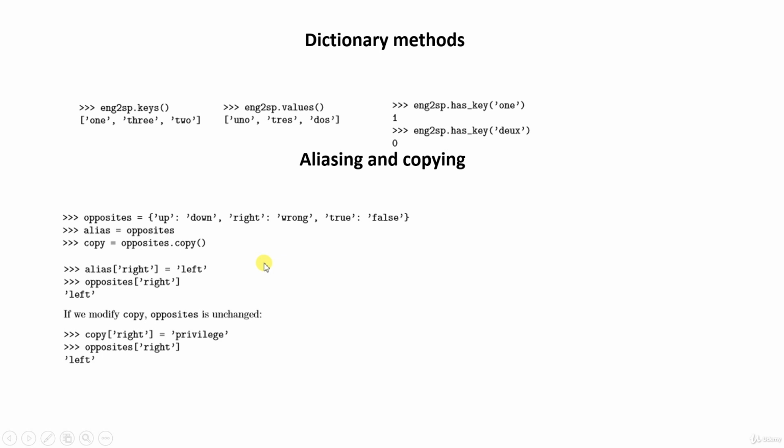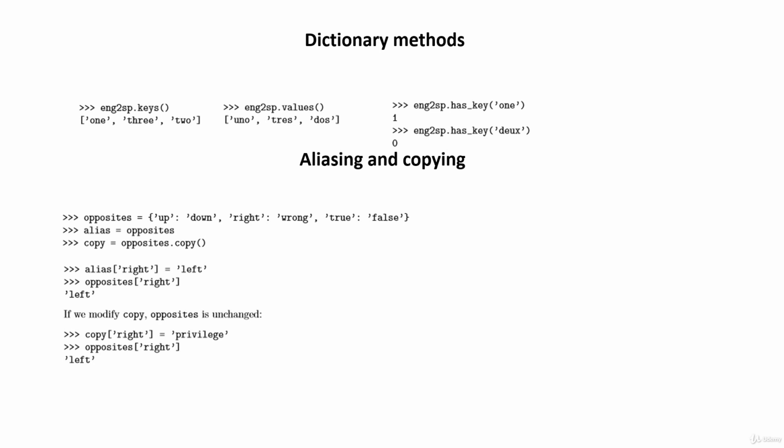Alias and opposites refer to the same object. Copy refers to a fresh copy of the same dictionary. If we modify alias, opposites is also changed. This one. If we modify copy, opposites is unchanged. This one.